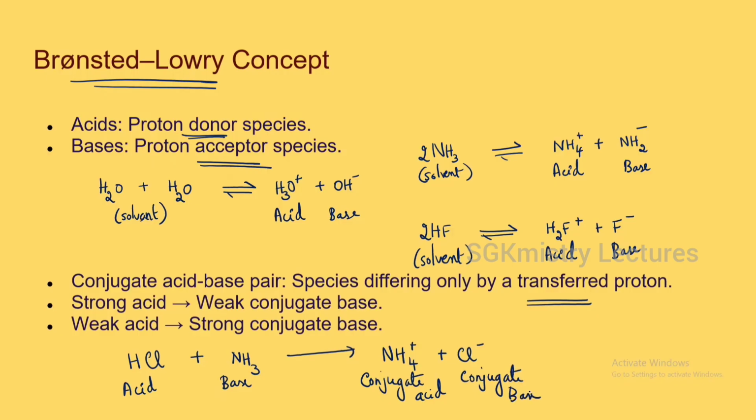So one more thing you need to remember: the strong acid always has a weak conjugate base. A weak acid has a strong conjugate base. So this is one simple rule we need to remember when we are talking about the Bronsted-Lowry concept. So this is with respect to the Arrhenius as well as the Bronsted-Lowry concept and the definitions of acids as well as bases.